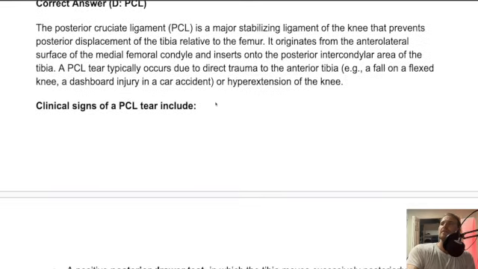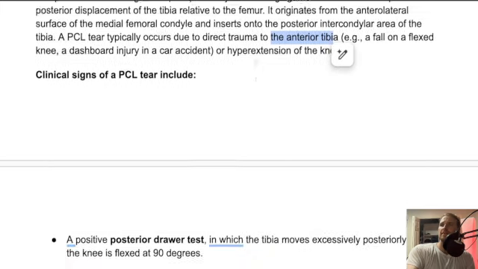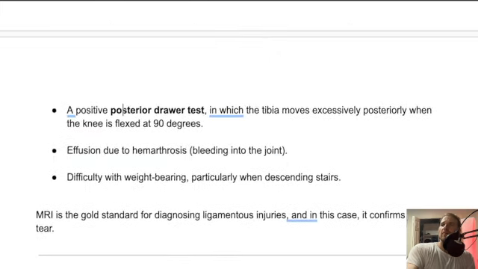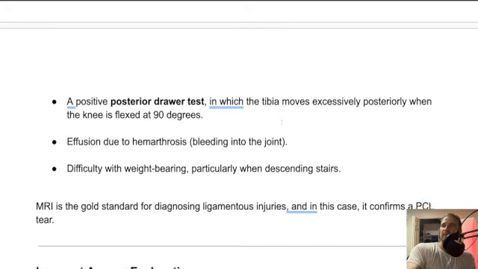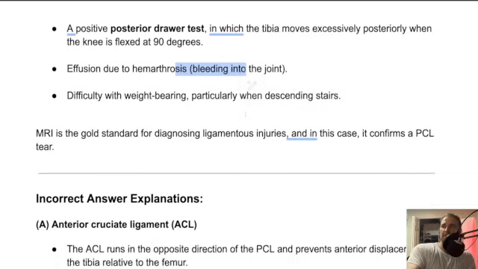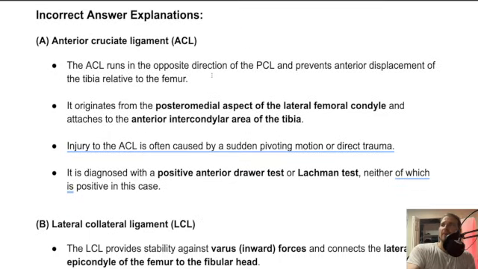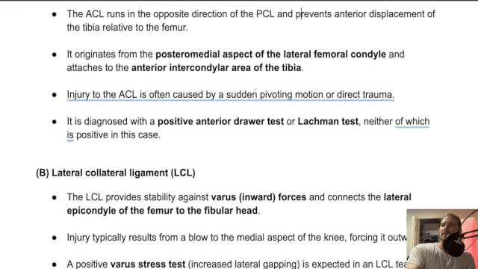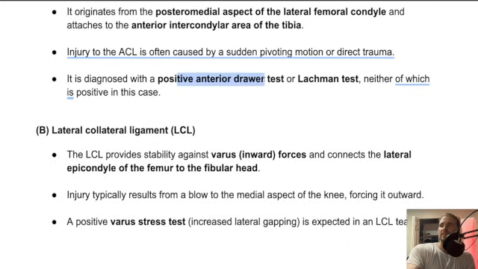So the PCL tear: direct trauma to the anterior tibia, so a fall on a flexed knee, and the positive posterior drawer test, in which the tibia moves excessively posteriorly when the knee is flexed at 90. And it causes an effusion, that's why you get the bleeding in the joint. The ACL runs in the opposite direction as the PCL and prevents the anterior displacement. And so it's caused by sudden pivoting or movement or direct trauma, and it has the positive anterior drawer test.